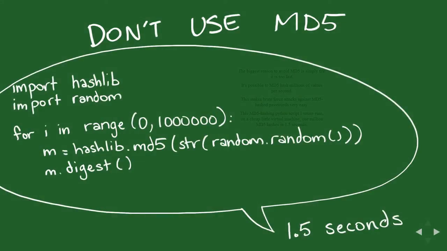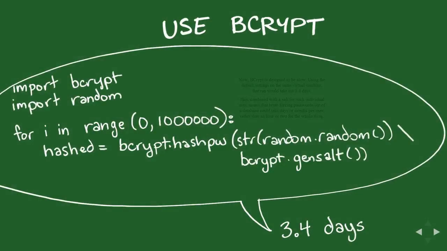The biggest reason to avoid MD5 is simply that it is too fast. It is possible to MD5 hash millions of values in a second. This makes brute force attacks against MD5 hashed passwords very, very easy. This MD5 hashing Python script I wrote runs 1 million MD5 hashes in 1.5 seconds on a cheap little virtual machine. Now, bcrypt is designed to be slow. Using the default settings on the same virtual machine, this run, which is exactly the same except for a different hash function, would take me 3.4 days.